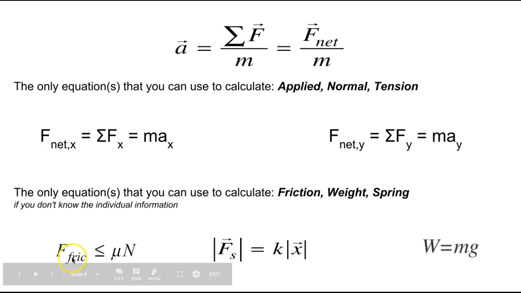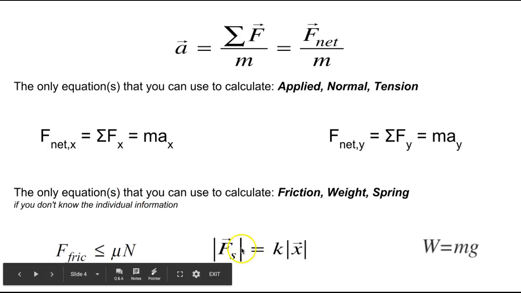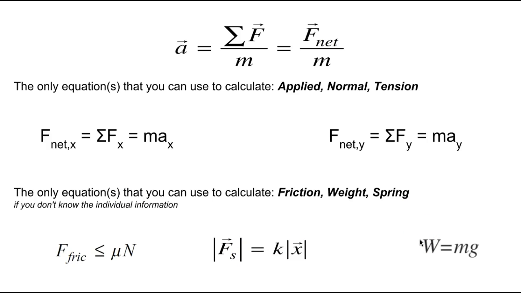So down here is how you calculate friction. You have your spring equation and your weight equation. All 3 of those cannot be used when I'm looking at the applied forces in the X and Y direction. They can only be used with friction, weight, and spring. Each of them has its own equation, and we'll talk more about them as that time comes.